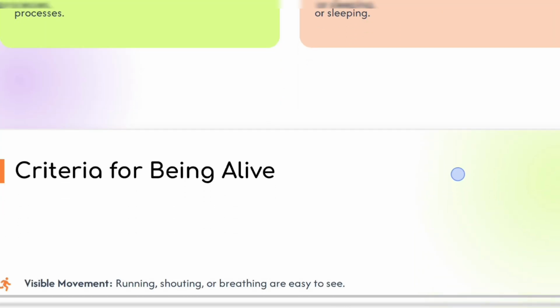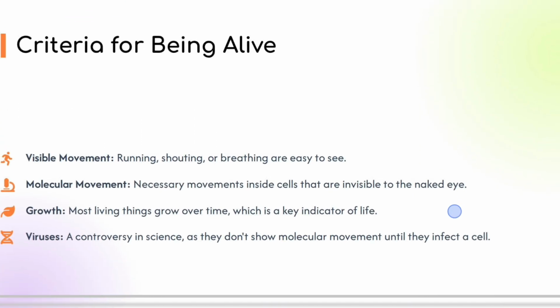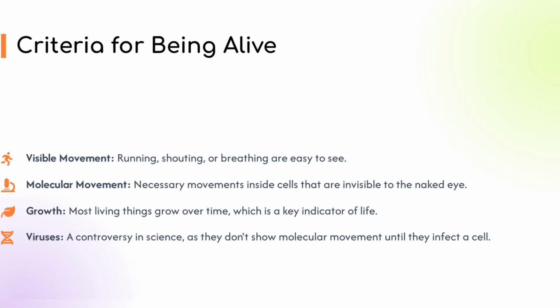Now, next we will learn about criteria for being alive. First, visible movement. We can easily see running, shouting, breathing, or walking. That is called visible movement. The second one is muscular movement. This is very important. Inside every living cell, lots of tiny movements and chemical reactions keep happening. These are invisible to the eyes but prove that the cell is alive.